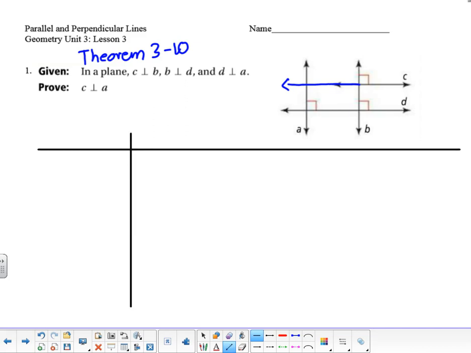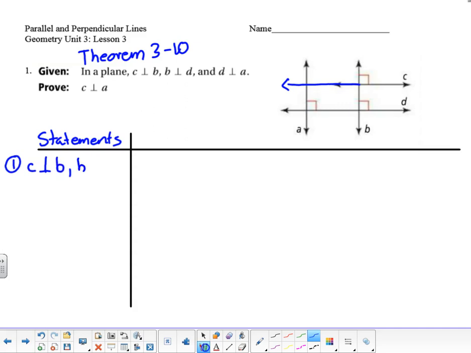So first thing we're going to do is start off with our givens, obviously, and that's that line C is perpendicular to line B, B is perpendicular to D, and D is perpendicular to A. And all of that is given to us. Now I'm going to number these angles 1, 2, and 3 because we don't have any vertex points there, so we're just going to number them.